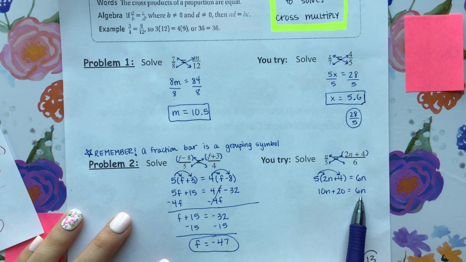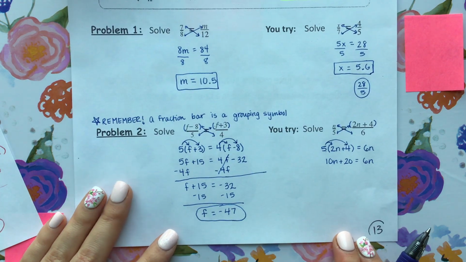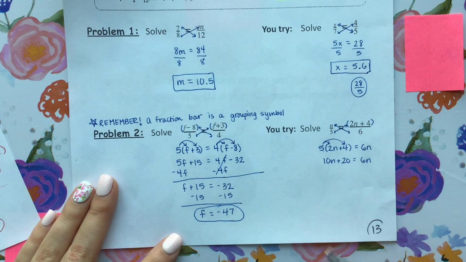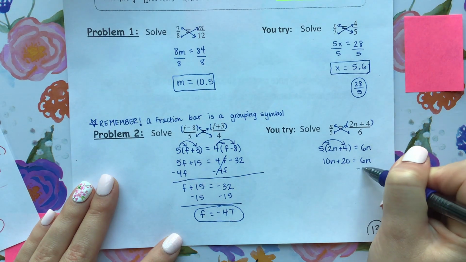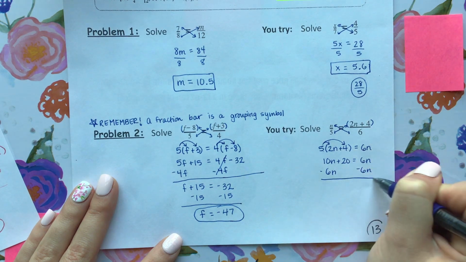Okay, I have variables on both sides of my equal sign. So you have more than one way you can do this. I'm going to go ahead and move the smaller variable just so you can see this kind of in action when you don't have anything left on one side of the equation, just to give you a little bit of practice. So I'm going to minus 6n, minus 6n.